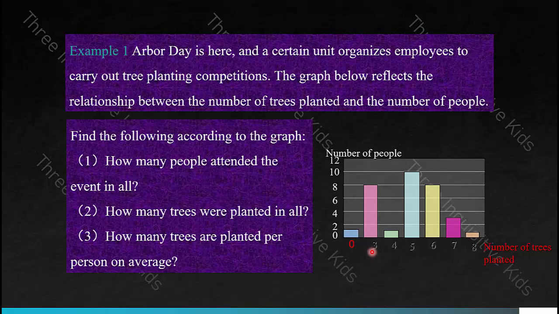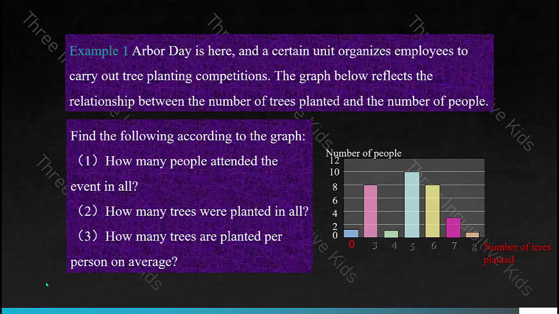How many trees were planted in all? Now it's just asking trees. Let me first write this down. So 32 people attended the event. How many trees were planted? Well, now you have to multiply the number of trees by the number of people that planted that number of trees. For example, this is number 5. 5 trees planted. The majority of people planted 5 trees. 10 people planted 5 trees each, meaning that would be 50. So you do the same for all of these columns and then you add them up.